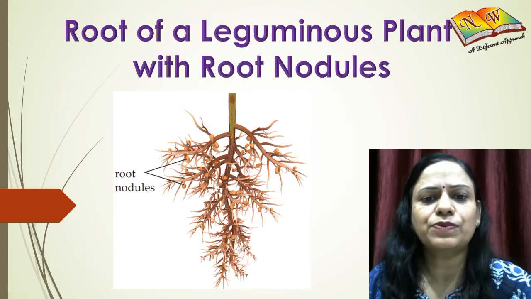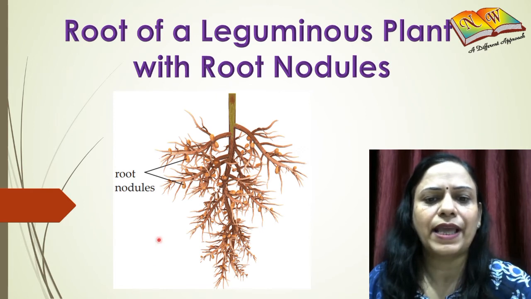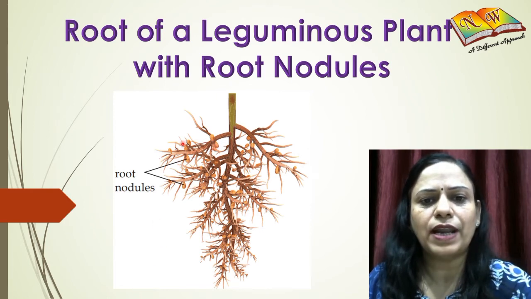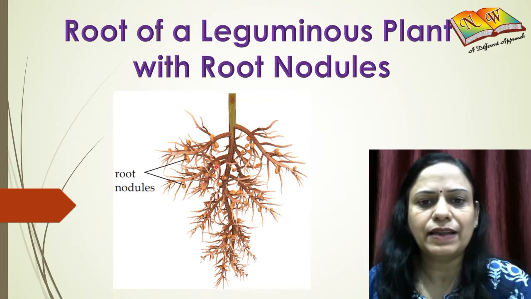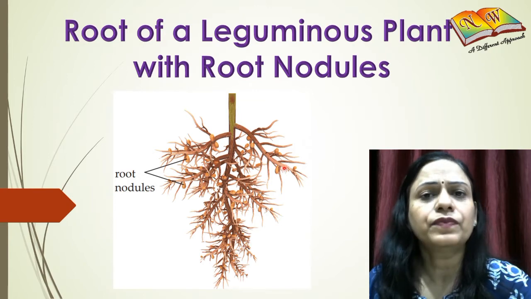So this is what the root nodules look like. You will find these round ball-like structures on the roots of any pulse, if you pull it out from the soil, and these are what are known as the root nodules.